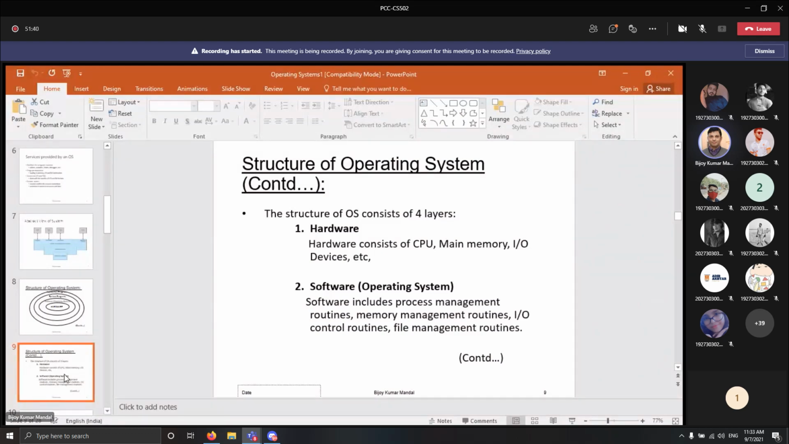Whatever the process, when we write a program, write a code, that is the program. When the program starts to execute, that is the process. So when I discuss the process, at that time I will also define what the definition of the process is, what the definition of the program is, and what the basic difference between the process and program is. Okay, that I will be discussing now.